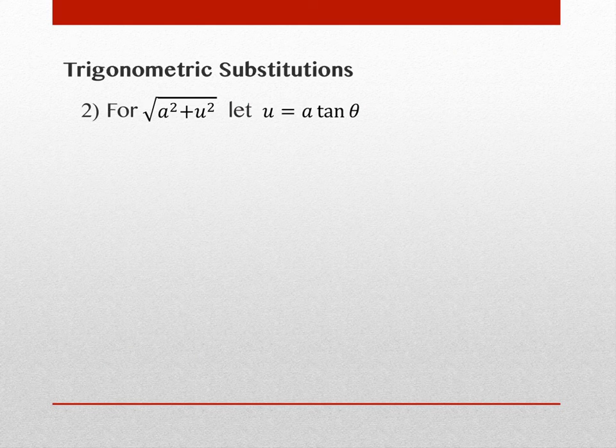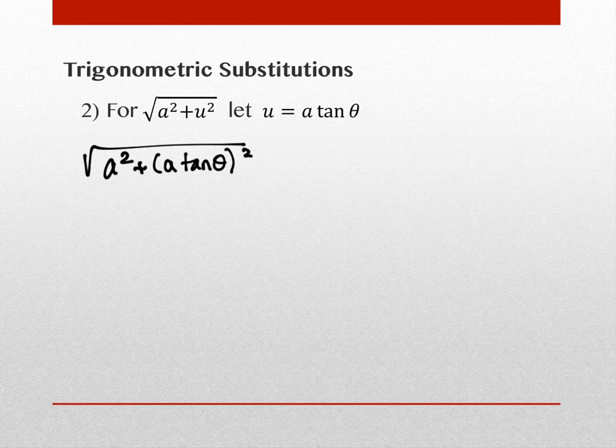Now I have addition in between, right? It tells me what the u substitution should be. It's a tangent of theta. We're going to do it analytically and then geometrically. Same song, second verse. So we're going to do a replacement. a is our constant. Our variable is u, which will be replaced by a tangent of theta, and all of that's squared.